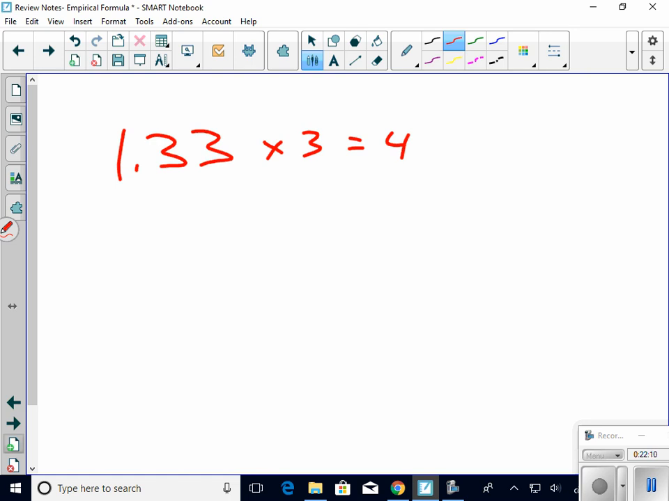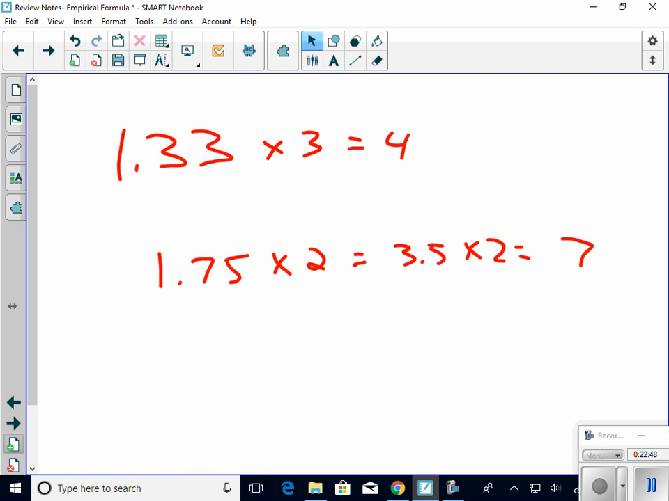So, I've seen that before, 1.33. Okay? I've seen a 1.75. A 1.75 is a little bit tougher. If I multiply that by 2, that's going to give me 3.5. So what if I multiply that by 2 again? Gives me a 7, right? So I would have needed to multiply that by 4. So those are some of the more common ones that you can't round up or round down because it's too far apart.